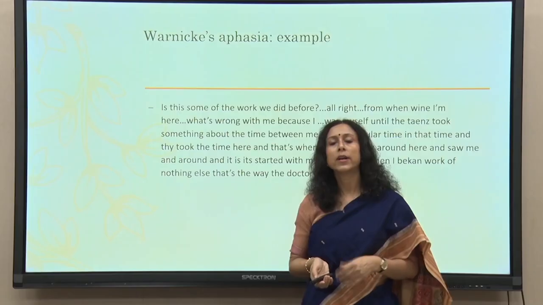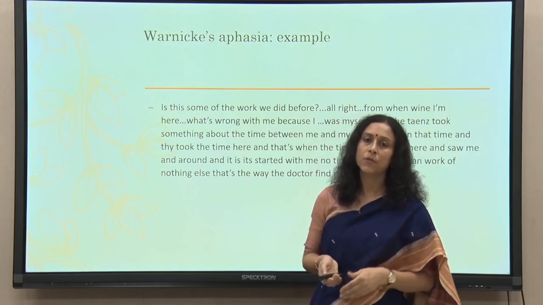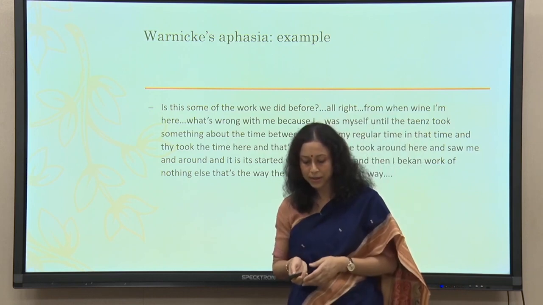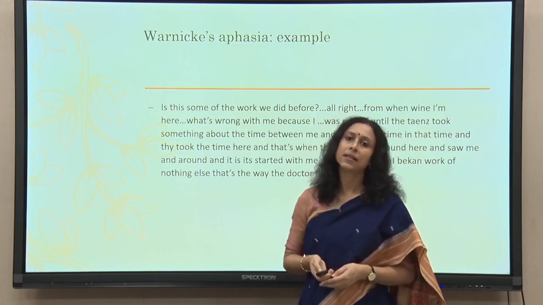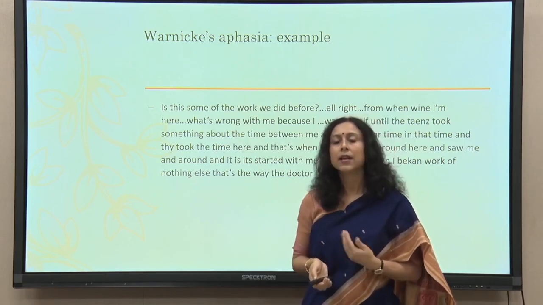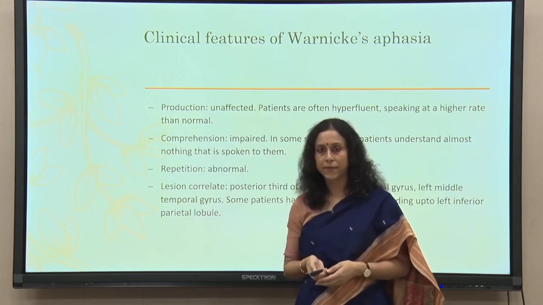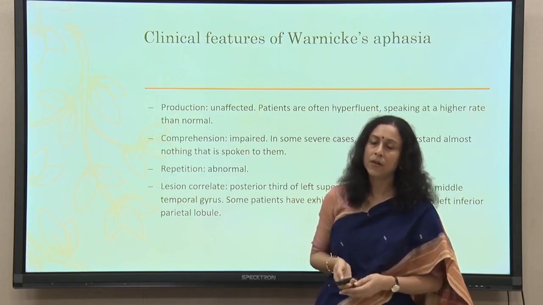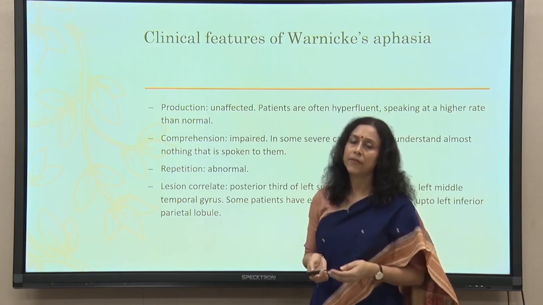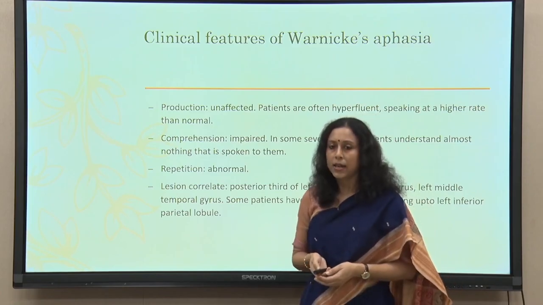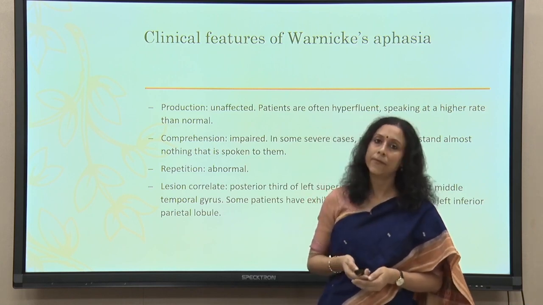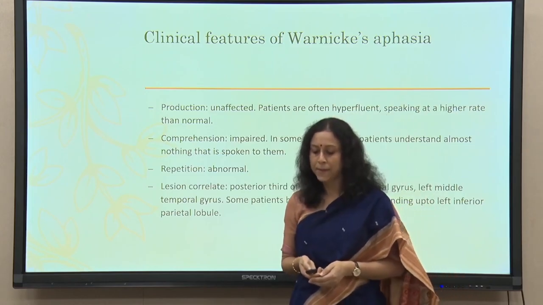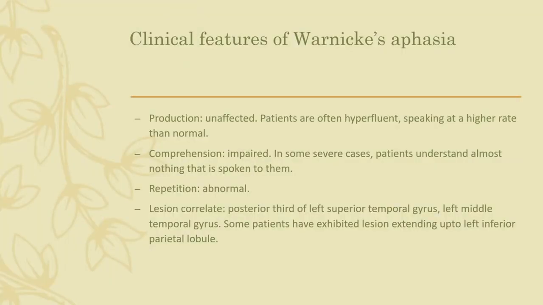And then we now go on to Wernicke's aphasia. This is yet another very well studied type of aphasia, and this is one example that we have already seen. Wernicke's aphasia, as opposed to Broca's aphasia, is a fluent aphasia, which means that the production of language is not affected, rather it is often marked as a hyperfluent aphasia. Patients are very often hyperfluent, because they have a speech rate which is higher than normal. However, the major problem with Wernicke's aphasia is comprehension, which is severely impaired in this kind of aphasia. In some severe cases, patients understand almost nothing that is spoken to them. As far as repetition is concerned, it is also abnormal.